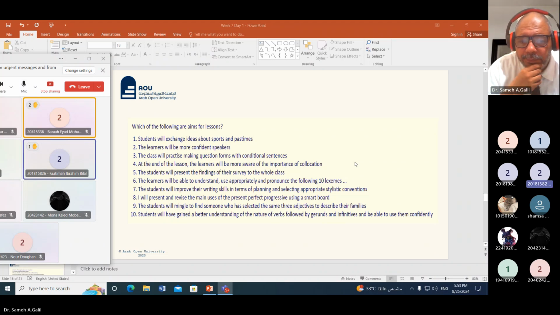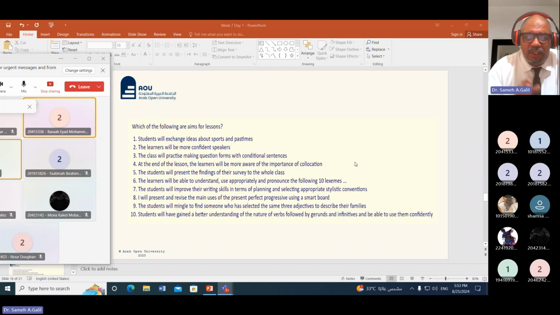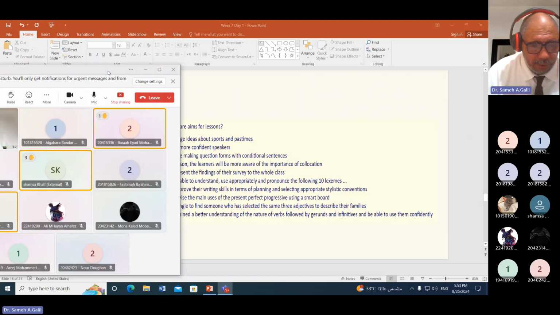Students will exchange ideas about sports and pastimes. I don't think that's a real aim. That's a procedure. Okay, yeah, I agree. Can we move to the second one? Bara? I think it's an aim: the learners will be more confident speakers. Yeah, but it's a little bit very general, right? Yes. It's an aim, but it's not a real one, or it's not a good one, right? Yeah, right.